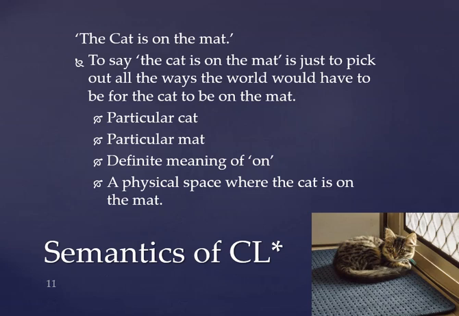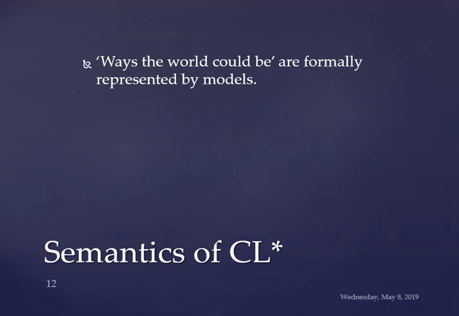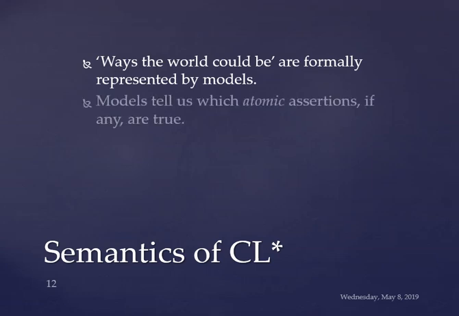Okay, so particular cat, particular mat, definite meaning of on, and a physical space where the cat is on the mat. Now, the ways the world could be are formally represented by models. Okay. Models then tell us which atomic assertions, if any, are true.